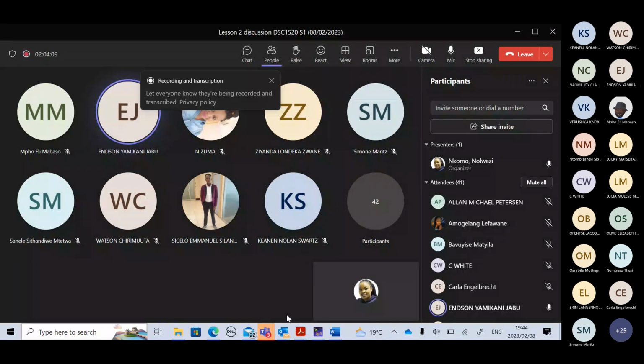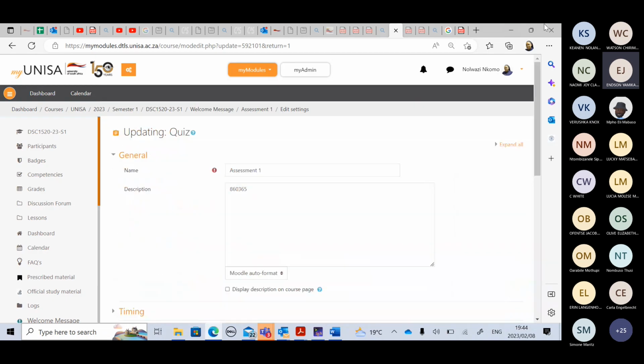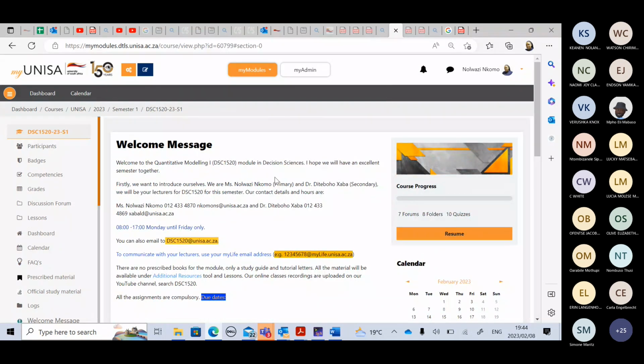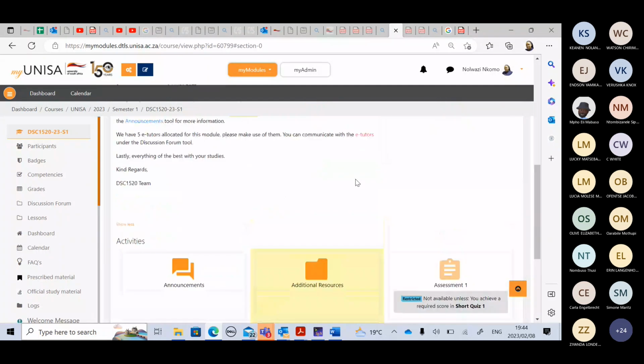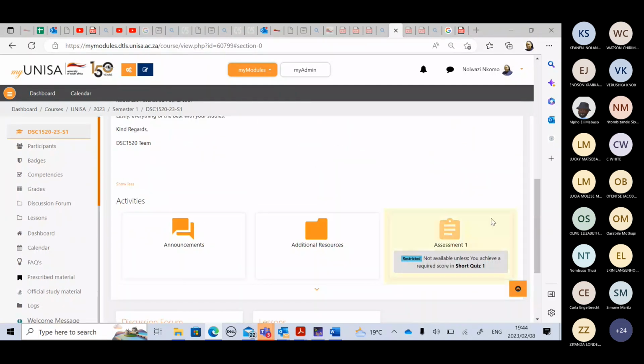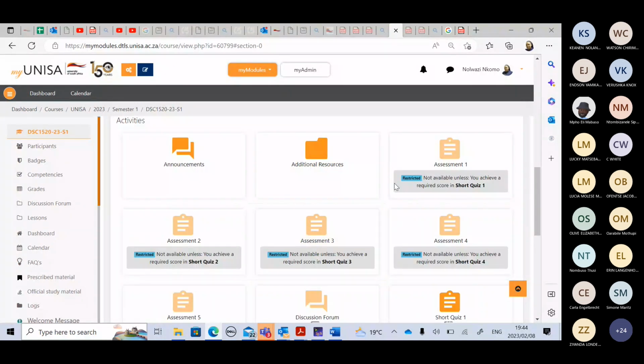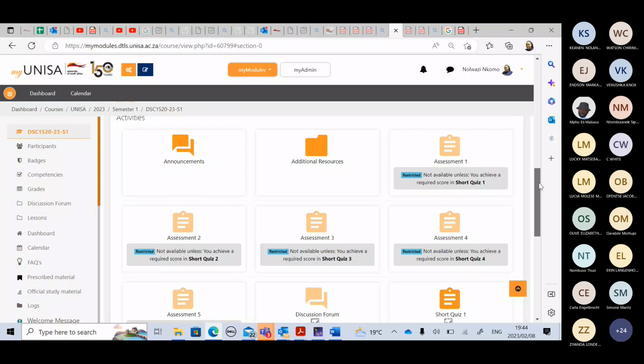How did you get the assignment? How did it get where the assignment is? Okay, on your welcome page, you scroll down. Assignments are under these activities. Under the activity, you press on this arrow and you'll see the assignments. All right, thanks. And the quizzes.